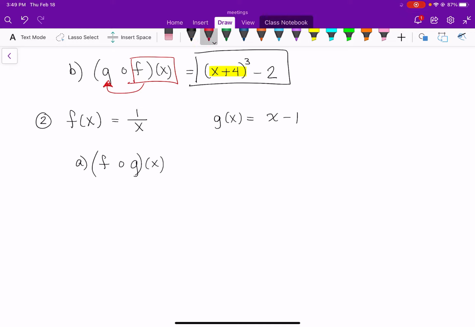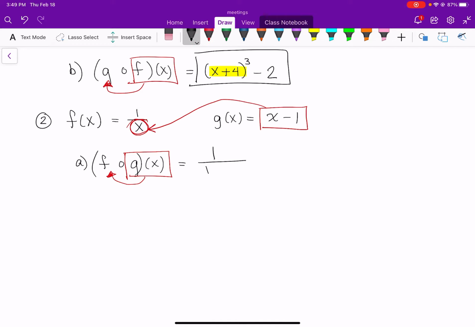So again, I'm going to do my circles here on my boxes. I'm going to take the g of x function, and we're going to stick it into the f of x function. So my g of x is x minus 1. I'm going to take that whole thing and put it here in the denominator where my x is. So this is going to be 1 over x minus 1. And that's about all I can do right there. I'm done. That's my new function. That's my composition of functions.